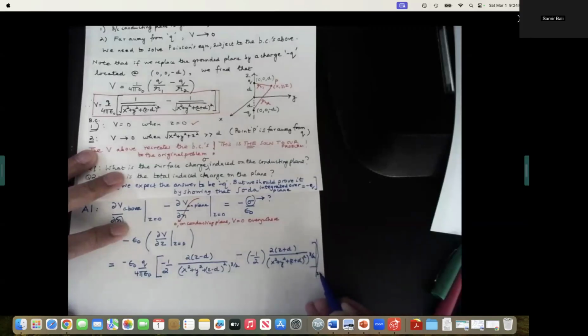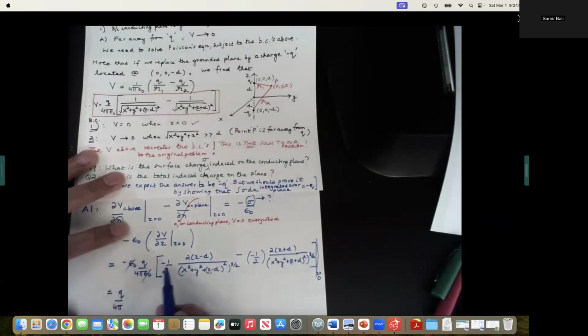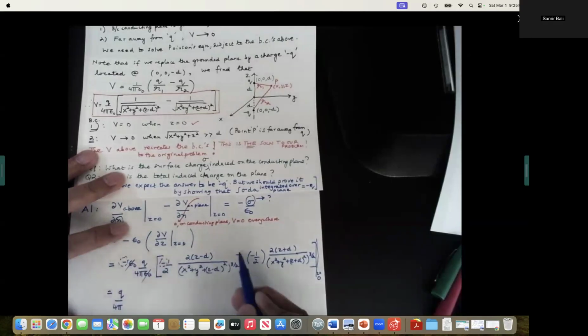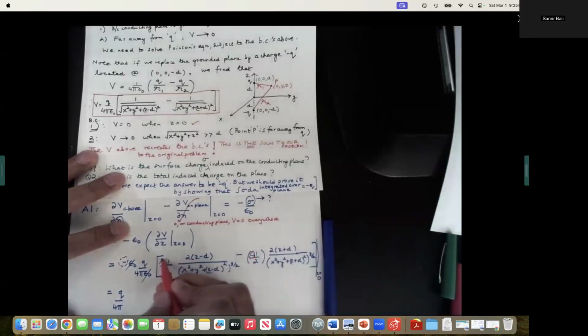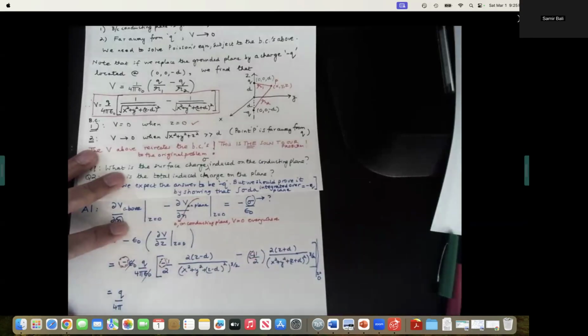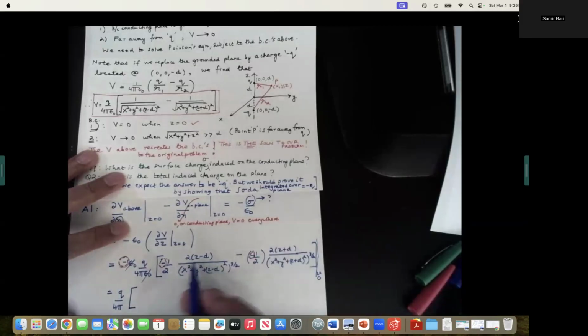at z equals 0. So if I put in z equals 0, what do I find? Well, here epsilon naught goes away. I have a q over 4 pi. This minus sign and this minus sign and that minus sign, they'll all cancel. So actually, there, there, there, they will all cancel. So I am left with q over 4 pi, and here the z equals 0, right?